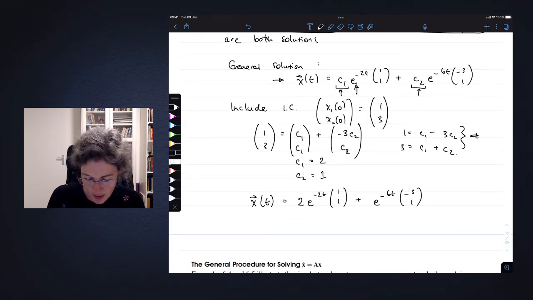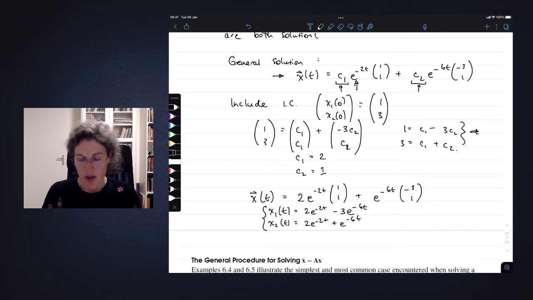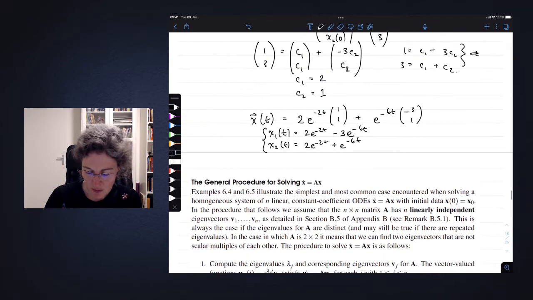And what we would read off, if we wanted to read off individual solutions, would be that x1 of t is equal to 2 e to the minus 2t minus 3 e to the minus 6t, and x2 of t is equal to 2 e to the minus 2t plus e to the minus 6t. Okay, so this is the general procedure for solving a system of first order homogeneous constant coefficient linear DEs.